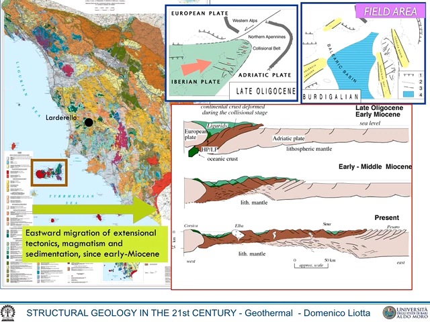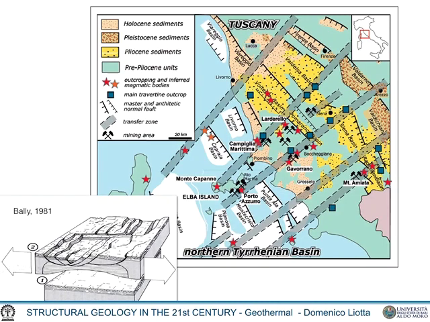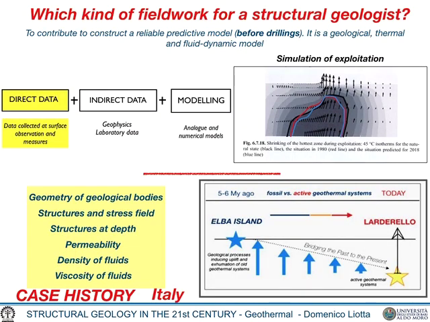lithosphere, the uprising of the mantle producing magmatism, migrating to the east together with the extension. This extension is defined by normal faults and transfer faults. Magmatism is normally along the transfer zones, as well as hydrothermalism, as indicated here by the blue squares. So, in this framework, let's go to our duties. The first duty is about geometry of a geological body.